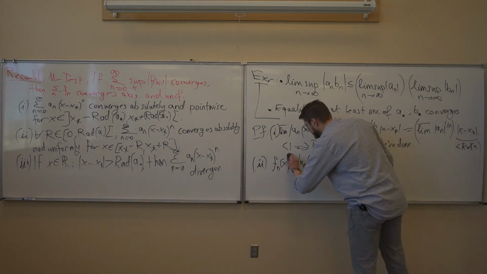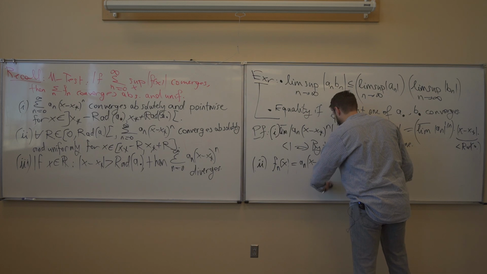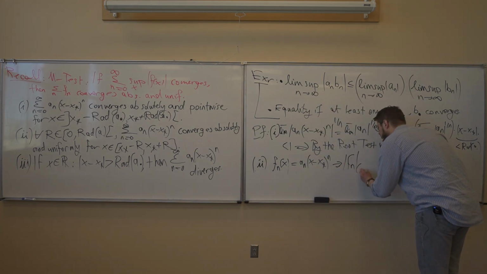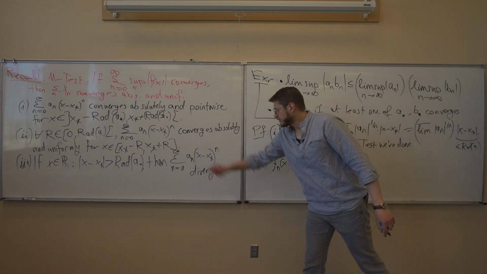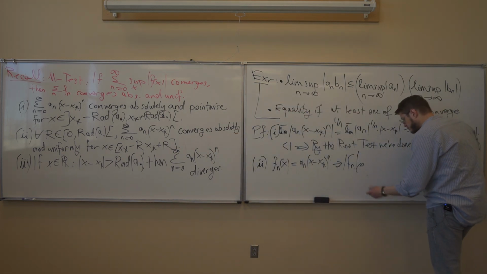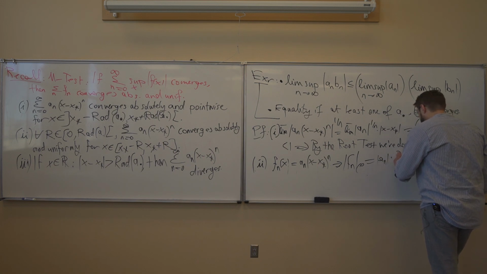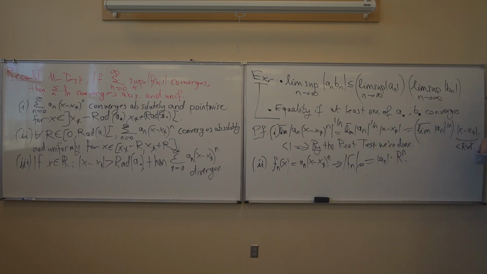And so if I define it like this, then its C0 norm on this interval, x star minus r, x star plus r, is a sub n in absolute value times r to the n. Of course, if I were to change r, this norm would change also.